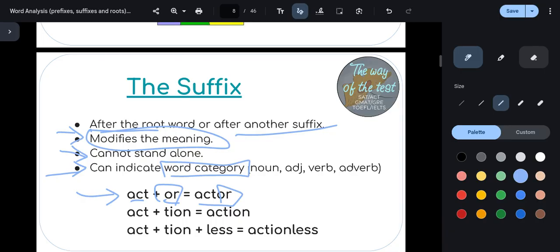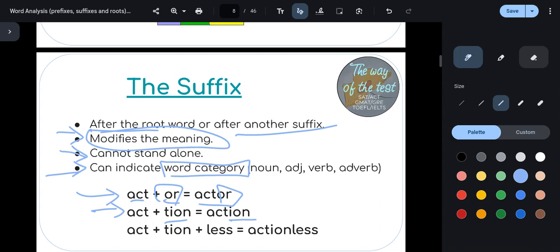This is an actor, and this can no longer be used as a verb. So this new word, actor, can be used as a noun. And in the same way we can have action. So -tion will be the suffix. In this case, again, it will indicate that we're talking about a noun. And maybe this is enough for the type of question that you're trying to solve. And in life, maybe it's also enough for you to understand the word.